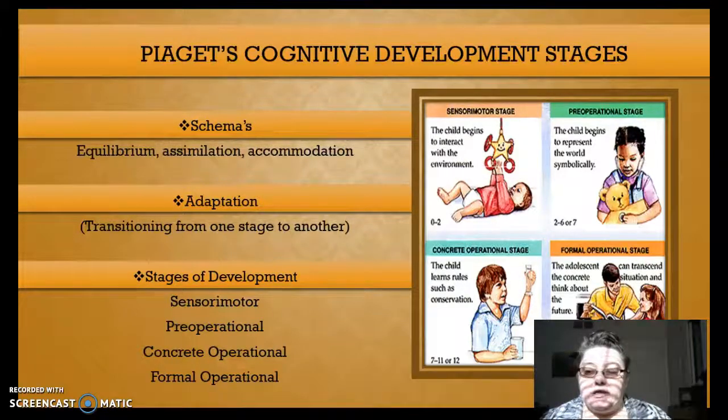In the pre-operational stage, the child begins to represent the world symbolically, between the ages of 2 through 6 or 7. And then he moves on to the concrete operational stage, where he learns rules, such as conservation. This usually happens between the ages of 7 to 11, and then he moves on to the formal operational stage, where the adolescent is becoming a young adult and can think critically and logically.